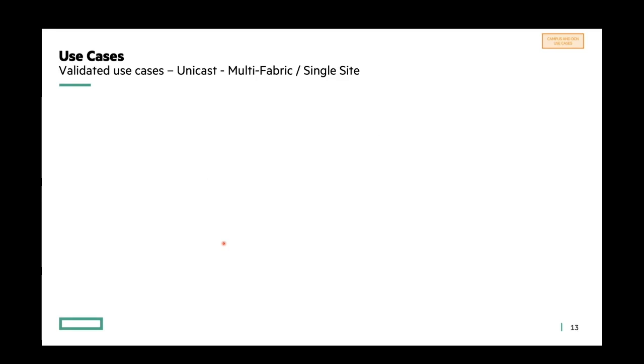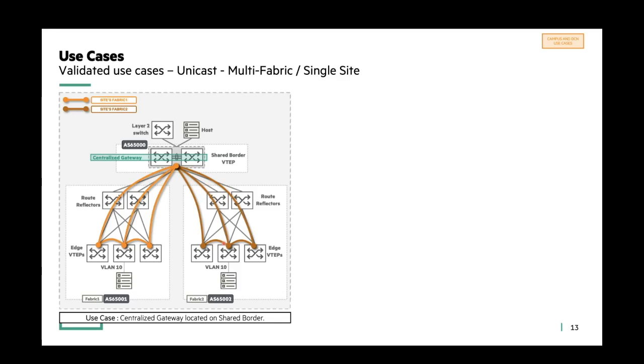So the other use cases that we now support as well are the following ones. The first one is using centralized gateway architecture with a gateway located at the shared border level. Which means that both fabrics on the diagram that you can see here do not have any routing capabilities at the edge, all routing capabilities being done centrally at the shared border level.